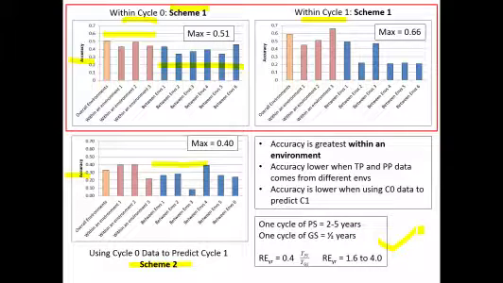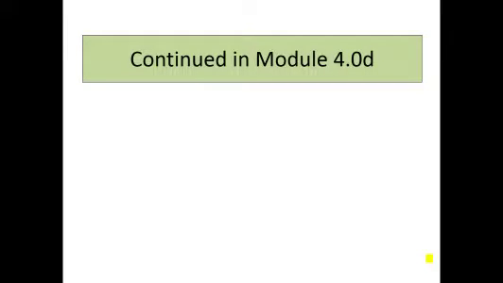And they looked at it this way: one cycle of phenotypic selection in alfalfa for biomass takes 2 to 5 years, and one cycle of genomic selection can be done in 1/2 year. So your relative efficiency on a per year basis actually comes out quite favorable for genomic selection. On a per year basis, the gains from genomic selection would be about 1.6 to 4.0 times greater than if you did phenotypic selection. We'll continue this in the last part of Module 4.